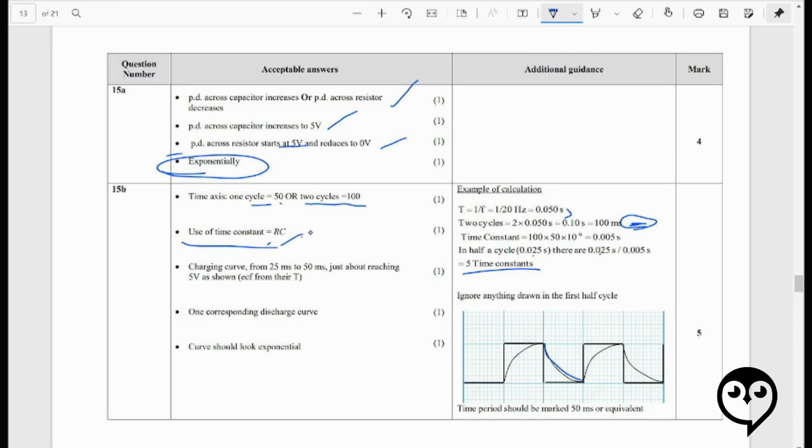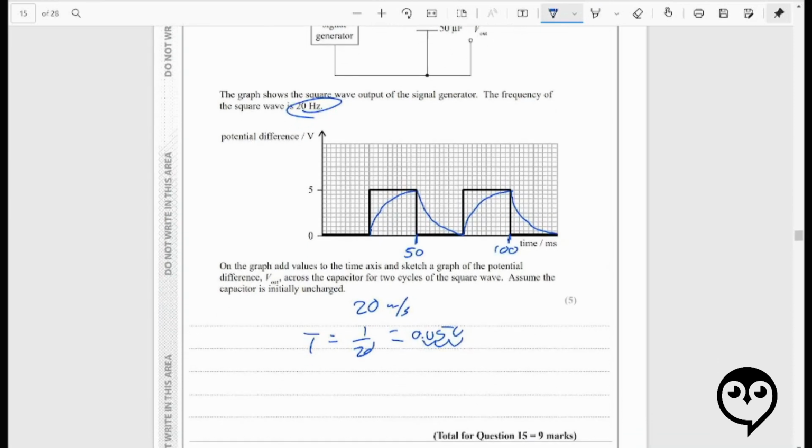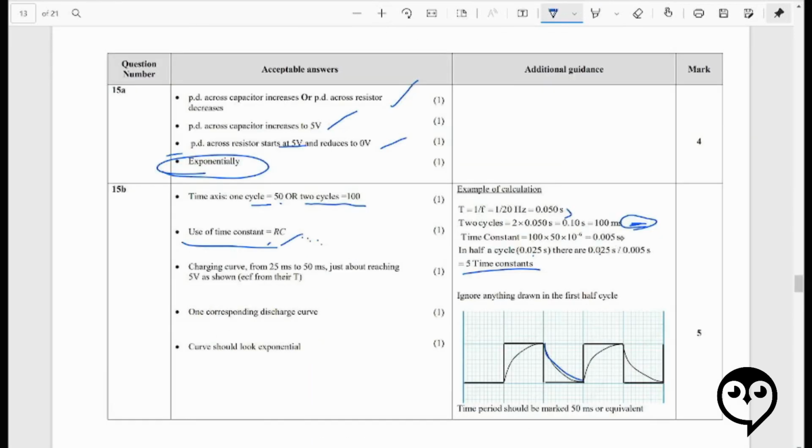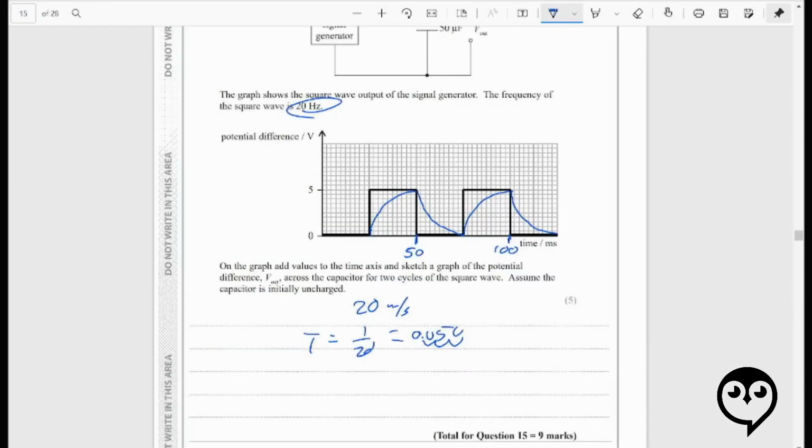But it says use of time constant. Do you need to have that? Didn't get the impression here. That's the time constant. And then half a cycle, okay, you do need to, because half a cycle is half the number of seconds. So it's 25 milliseconds. So it's 5 time constants. Now, I'm not sure where you would mark that. It doesn't say anywhere that you need to do that. But that's interesting. Time constant. So that's interesting.